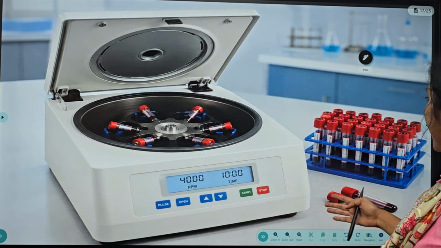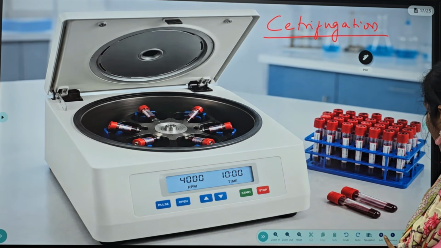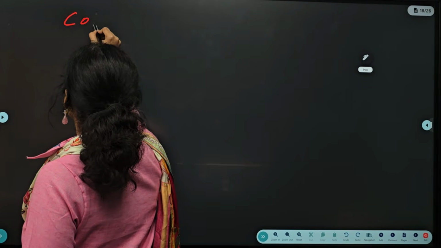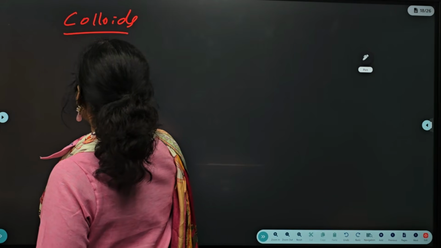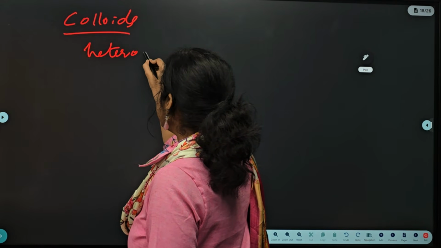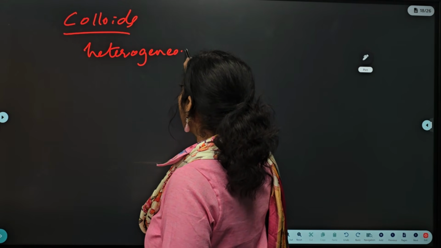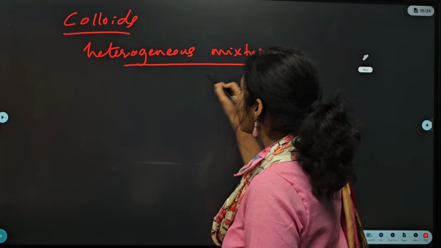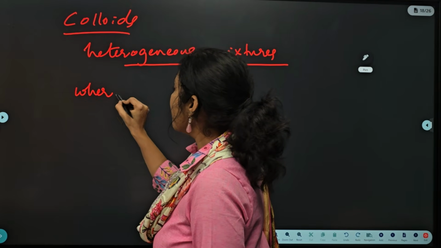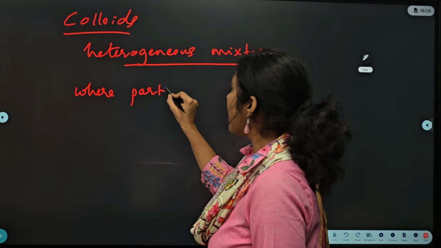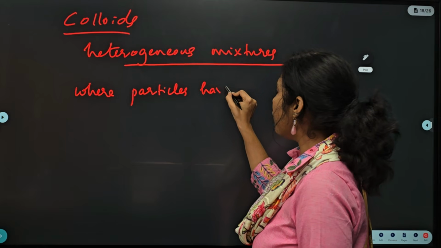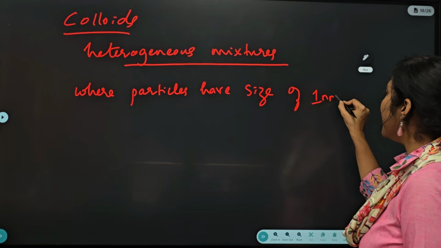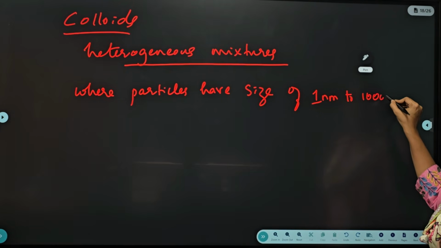Okay, the next method that we are discussing is usually used if you want to separate colloids. Colloids are heterogeneous mixtures. So let's understand what we mean by colloids here. Colloids are heterogeneous mixtures, guys, where particles have a size of 1 nanometer to 1000 nanometer.